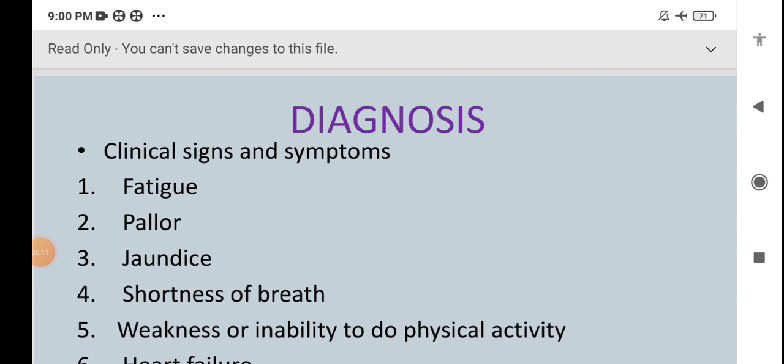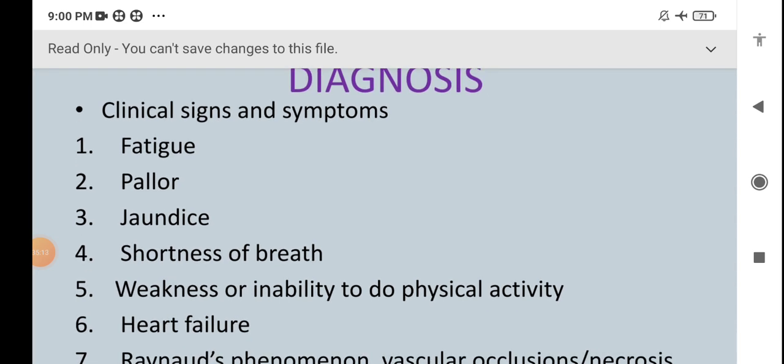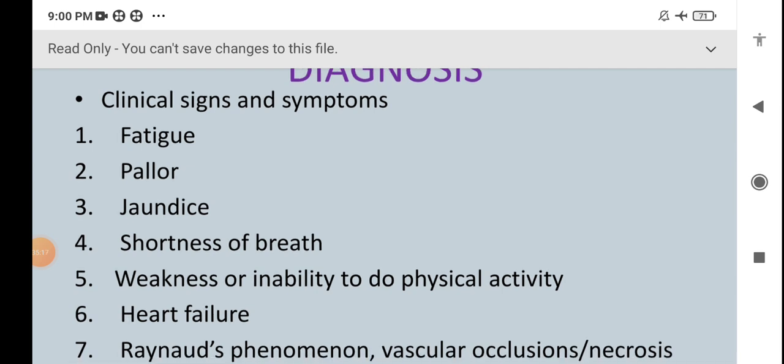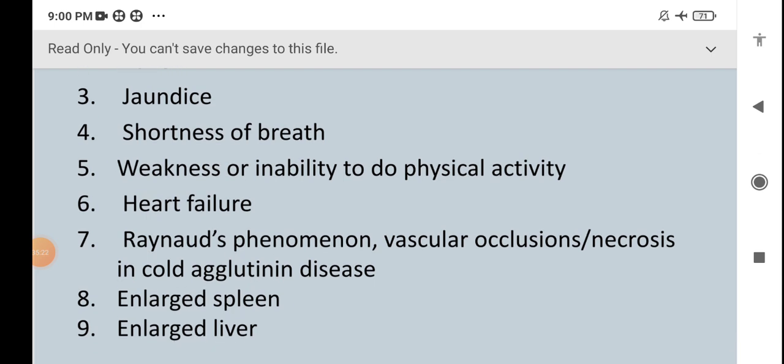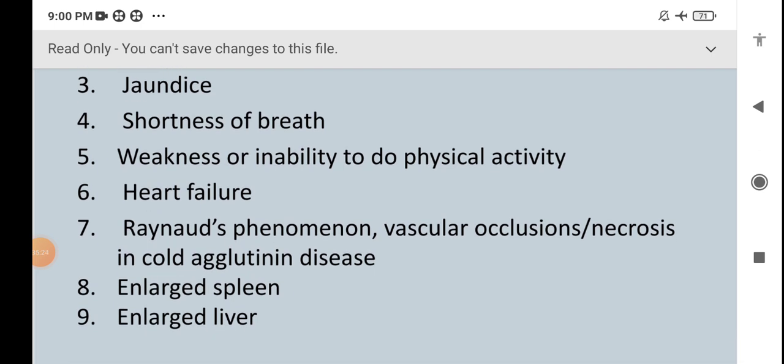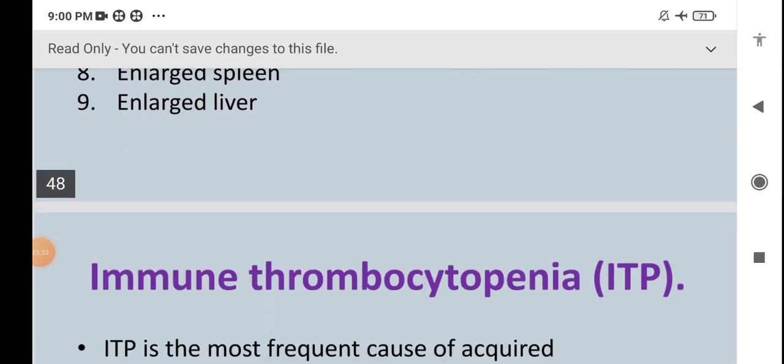The diagnosis depends on clinical signs and symptoms like fatigue, pallor, jaundice, shortness of breath, weakness, or inability to do physical activity. Heart failure, Raynaud's phenomenon, that is vascular occlusion and necrosis in cold agglutinin disease, enlarged spleen, and enlarged liver.